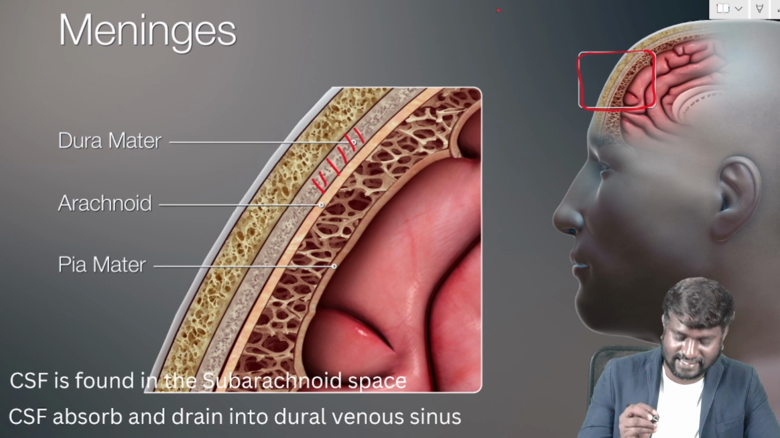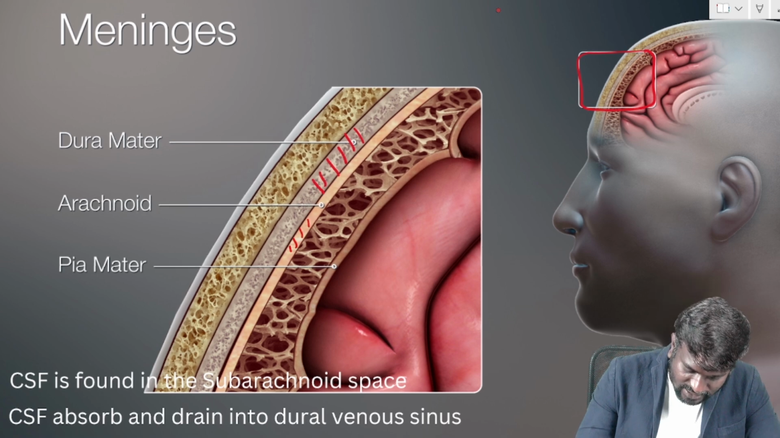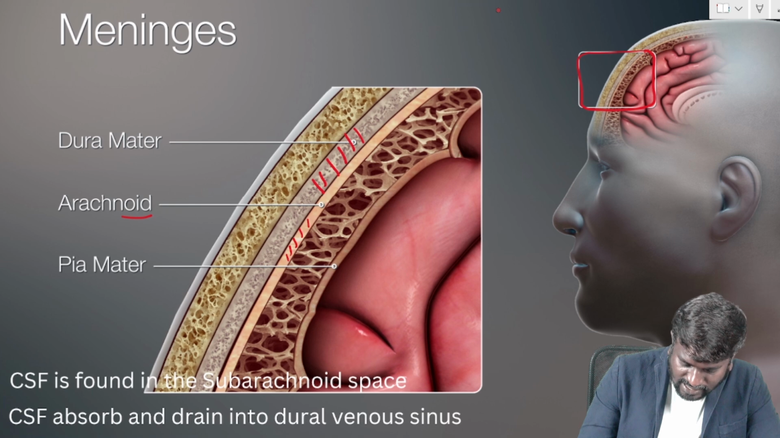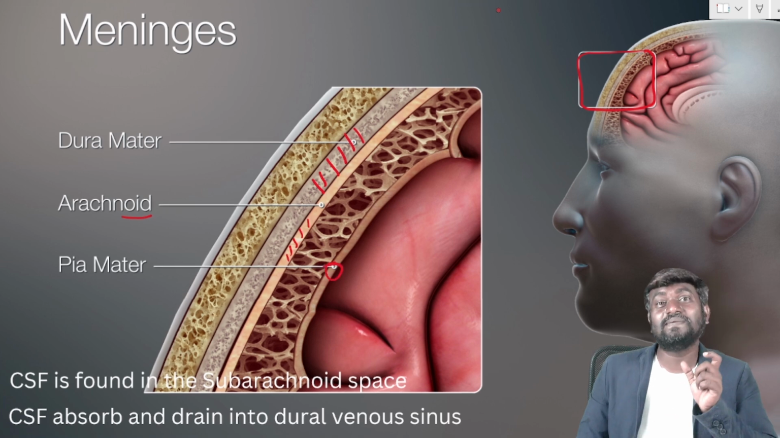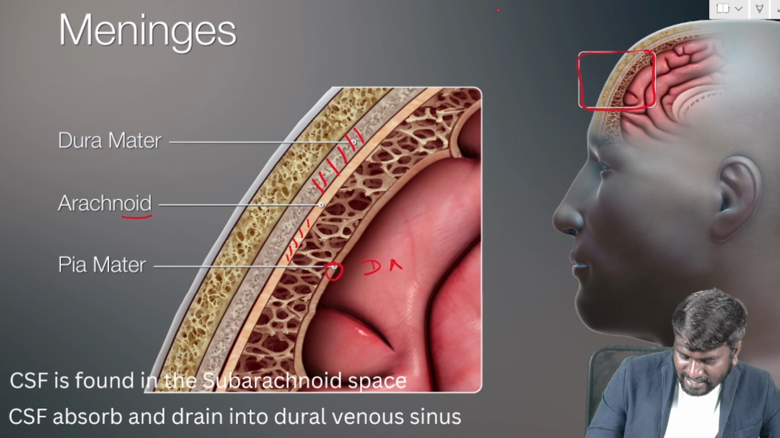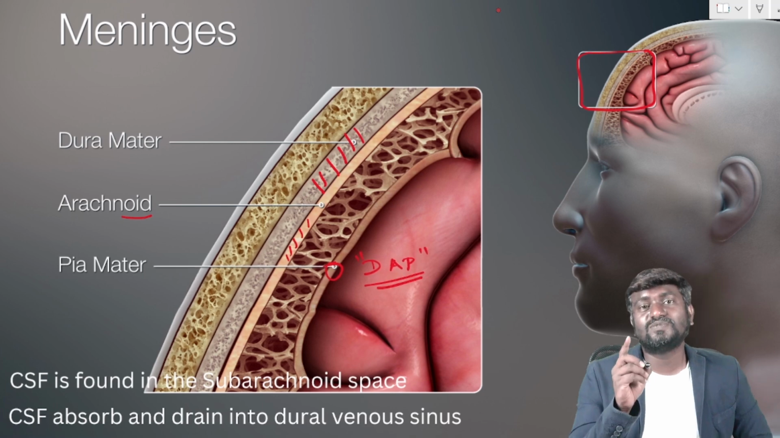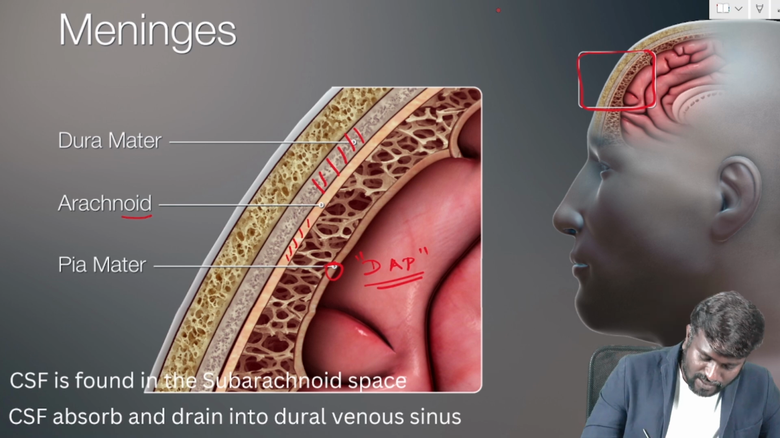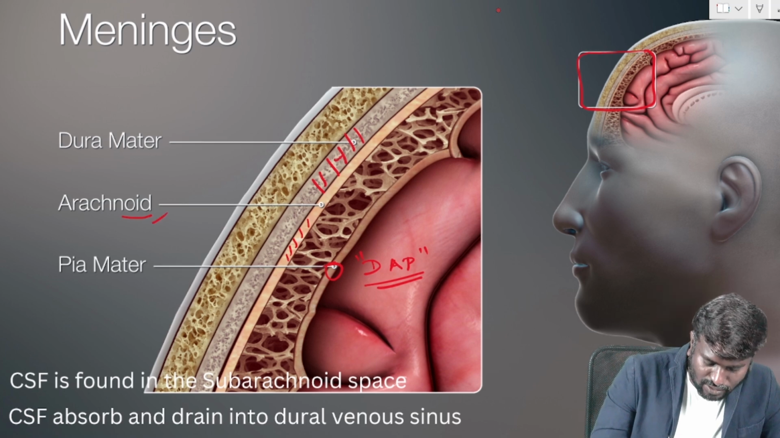The dura mater. The one round here is going to be called as the arachnoid, and this one is going to be called as the pia mater. Yes, it comes with the mnemonic DAP. Yes, I hope everybody knows this. DAP. The space between the dura and the arachnoid is called as what?